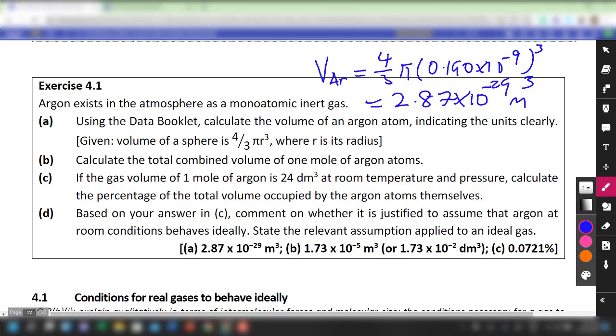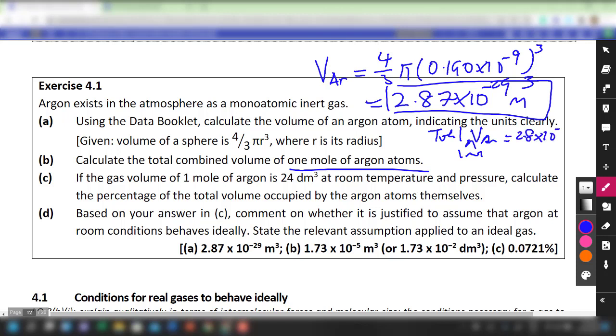Then they ask you to calculate the total combined volume of 1 mole of argon atoms. So the total combined volume is just this number multiplied by Avogadro's number. So the total volume of 1 mole of argon is 2.87 times 10 to the power minus 29, multiplied by 6.02 times 10 to the power of 23. You should be able to get 1.73 times 10 to the power of minus 5 cubic meters.